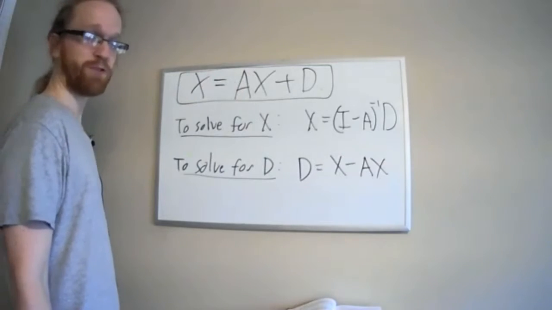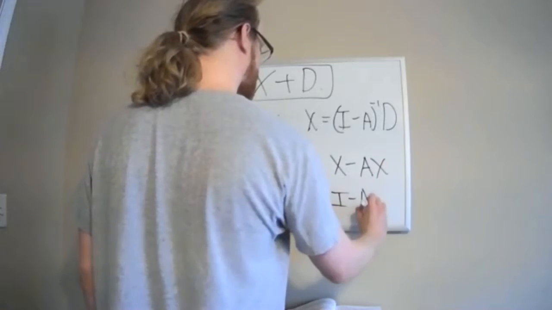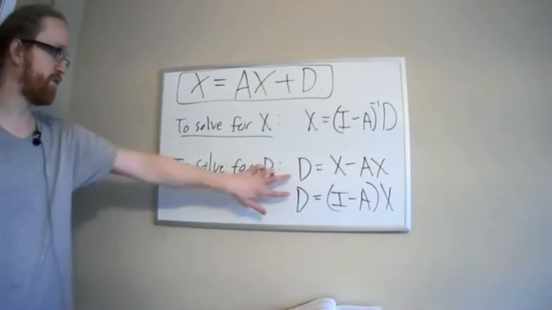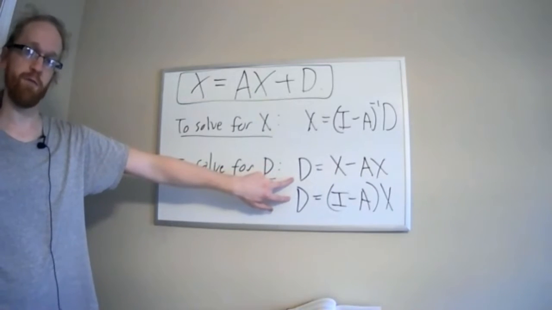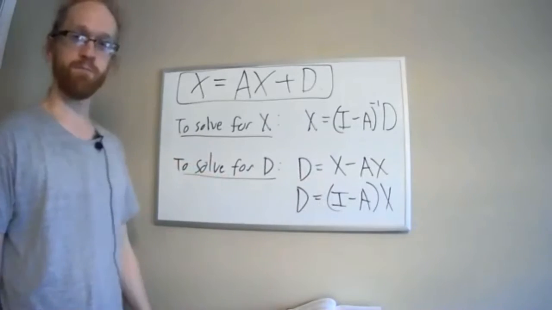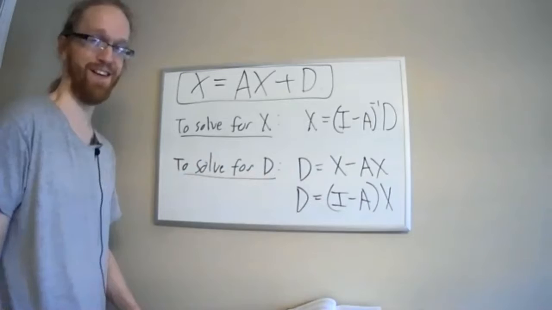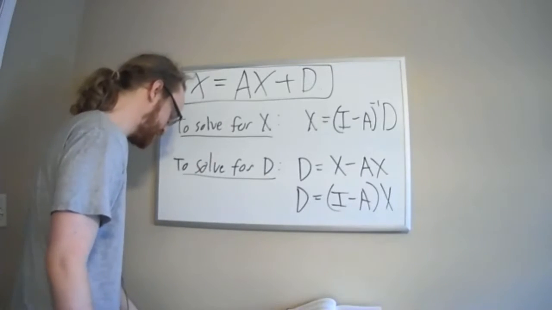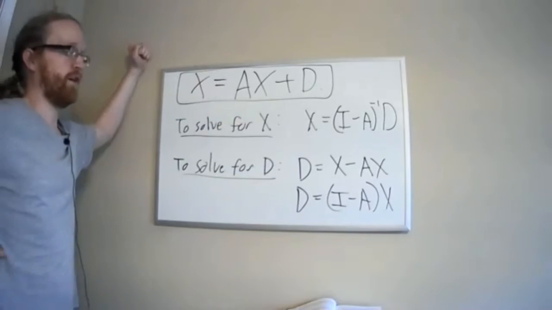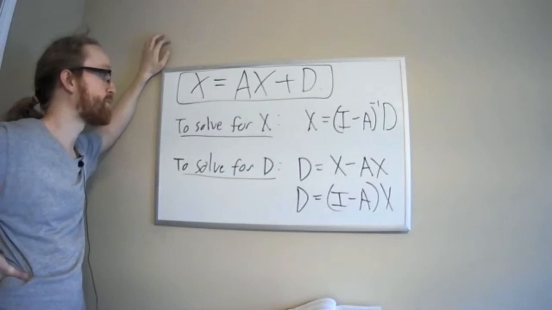Equivalently, by factoring, I could also say this: D equals (I minus A) times X. These both say the same thing. There's no difference. So if you compute it this way, or if you compute it this way, you'll get the same answer. So it's up to you which of these is more appealing to you. They'll both give you the same answer. But here you go. You want to know these formulas because you'll be using them over and over again to solve these problems in this section.